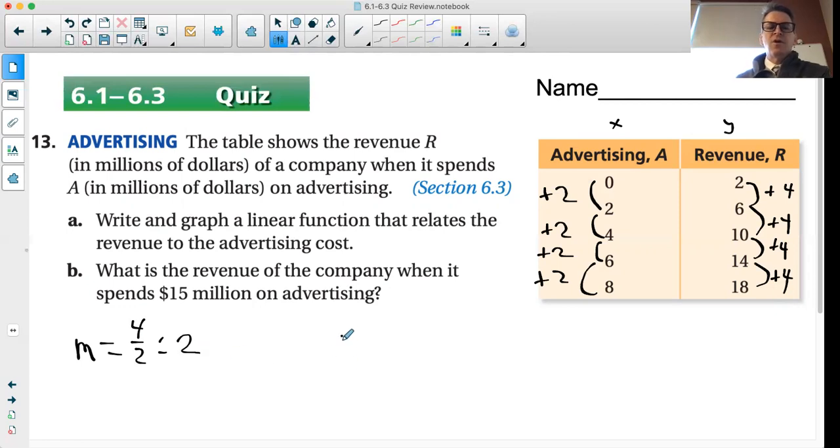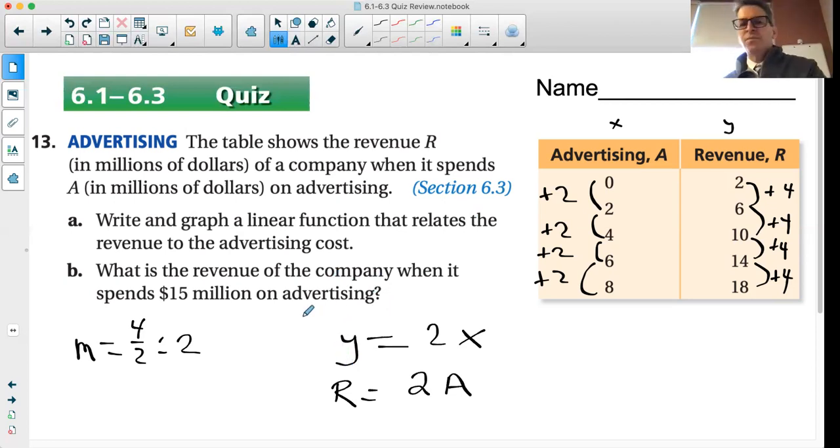Okay, so if you look at Y is equal to 2 times X, but we're not using Y and X here. We're using R, okay, is the revenue, and that would be where the Y is. So the revenue is equal to 2 times the advertising, which is A, okay? So that would be writing a linear function relating the revenue to advertising costs. It'd be a simple graph, and I'm going to bypass the graphing for the review. The graph would look like this.